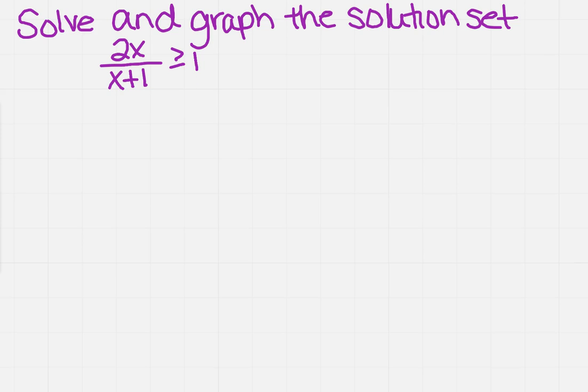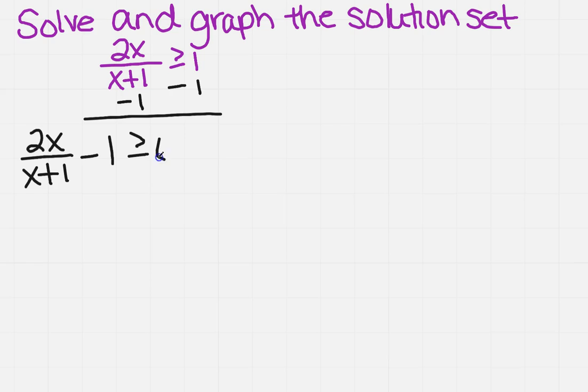So again, we want to get it set equal to 0 as I just indicated, so we're going to subtract 1 from both sides. So that's going to give me 2x over x plus 1 minus 1 is greater than or equal to 0. Now, in order to subtract these, remember, we're going to have to find a common denominator. Well, the second one is over 1, so the common denominator is going to be that x plus 1.